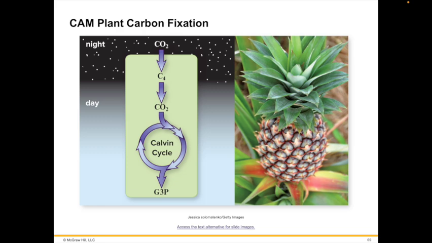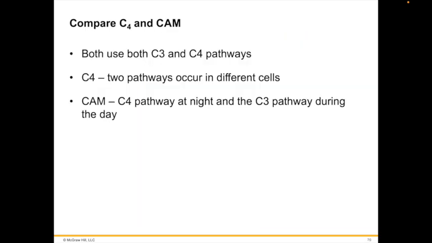Like C4 plants, CAM plants use both the C3 and C4 pathways. They differ in that they use both of these pathways in the same cell: the C4 pathway at night and the C3 pathway in the day. In the C4 plants, the two pathways occur in different cells.